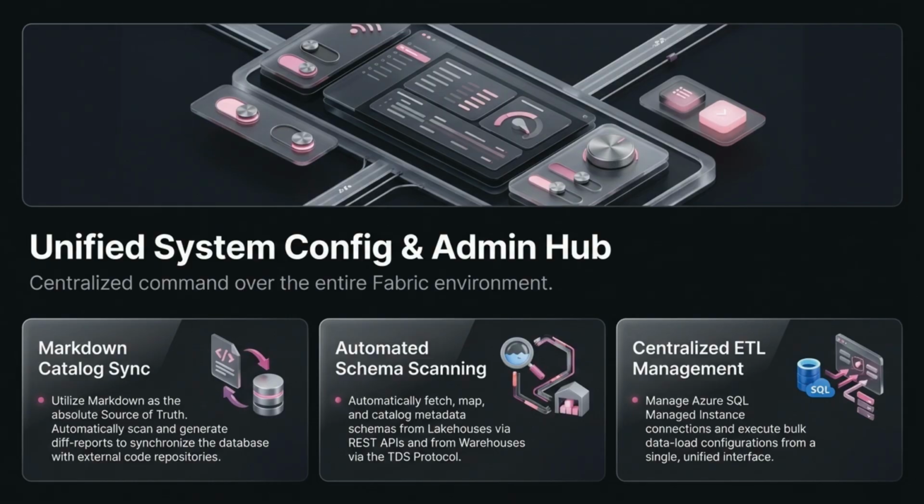Next, let's look at the Unified System Config and Admin Hub. This is essentially your command center for the entire Fabric environment. We've designed it to simplify management through 3 core pillars. First, Markdown Catalog Sync, which keeps your database and code repositories perfectly aligned using Markdown as your source of truth.